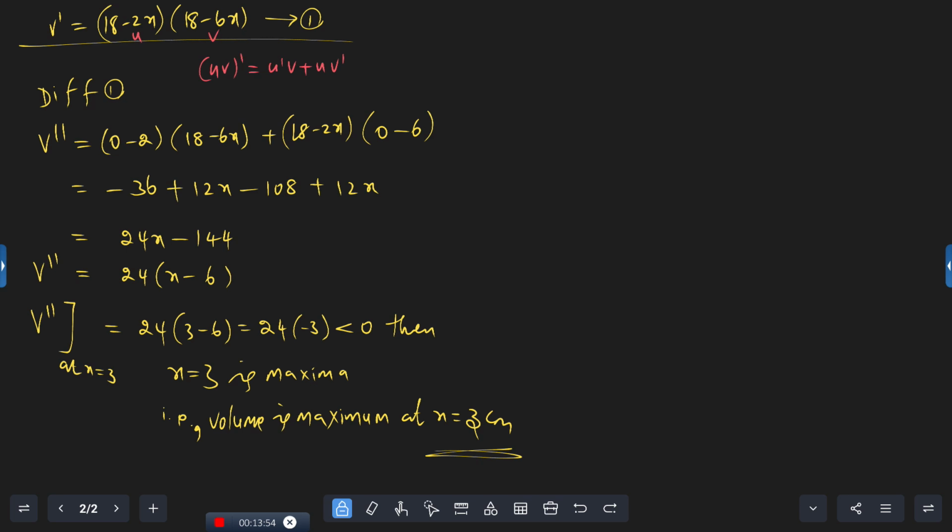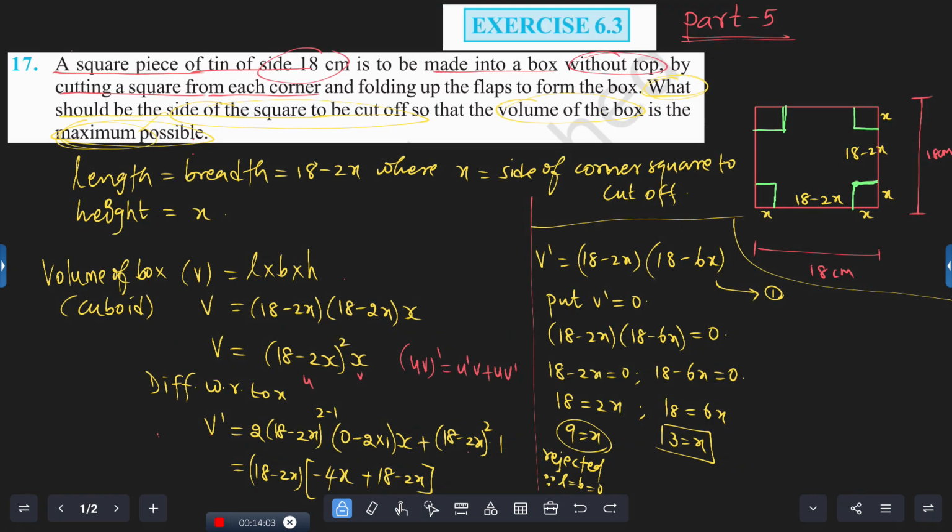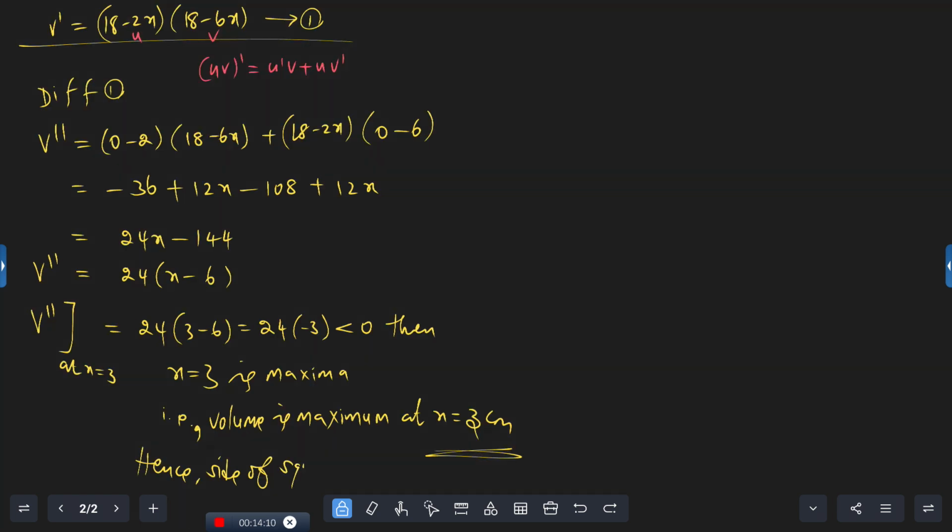Hence, the side of the square to be cut off is 3 centimeter. So the square we cut at the corner is 3 centimeter.